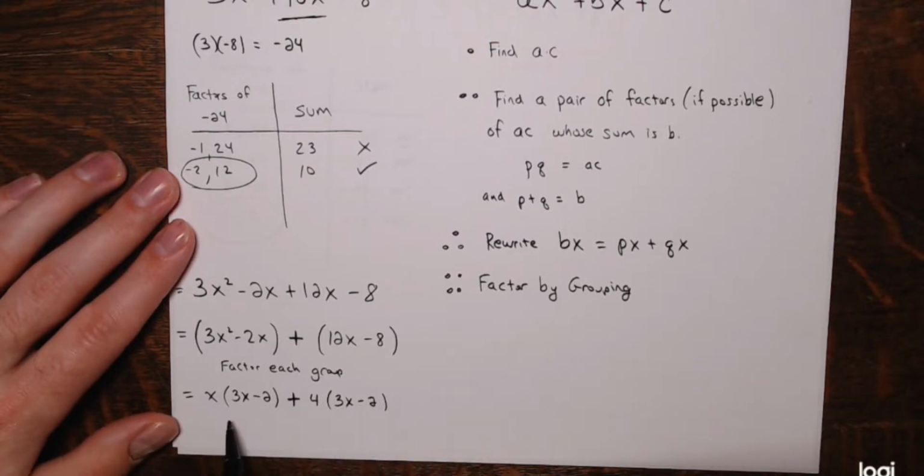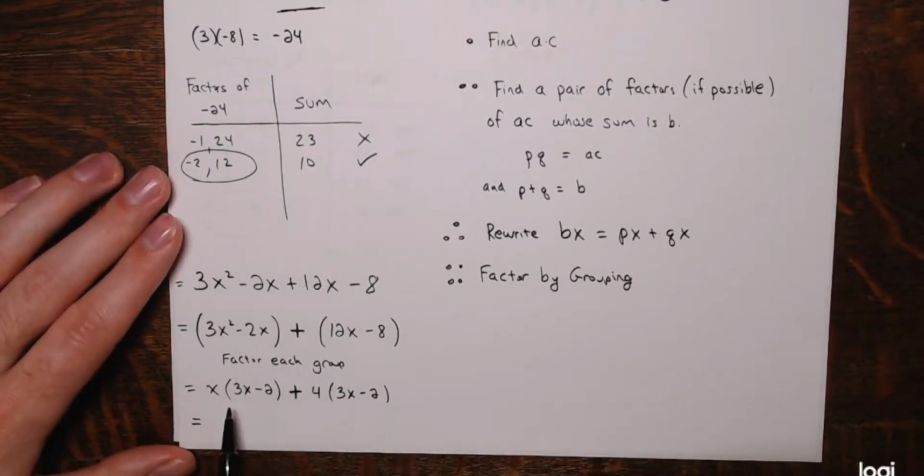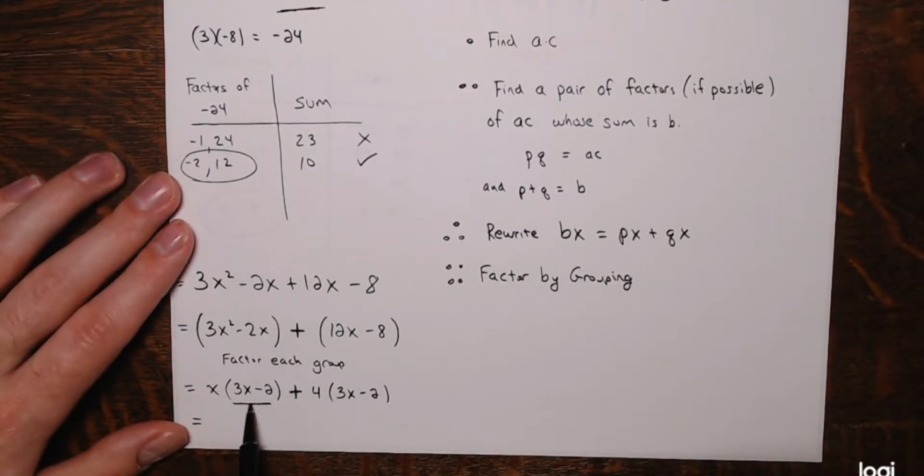And then finally, factor the whole thing. If you look at these two terms, they both share this 3x minus 2. So you factor that out. 3x minus 2 comes out. And once you remove that, it's almost like reversing the distributive property. The factor that remains is x plus 4.